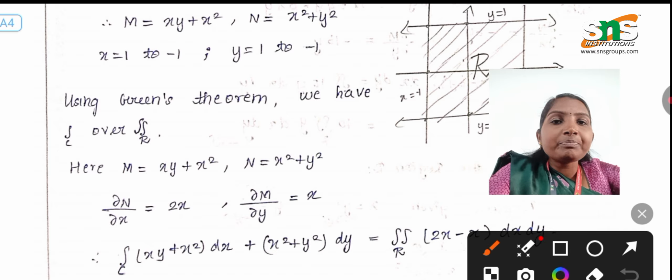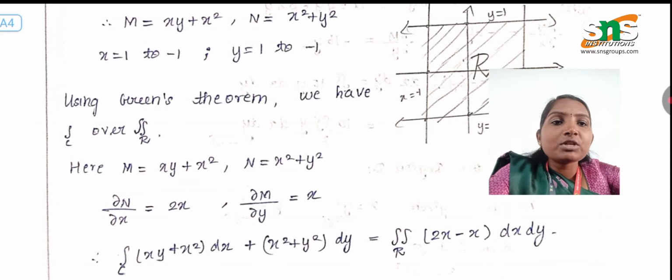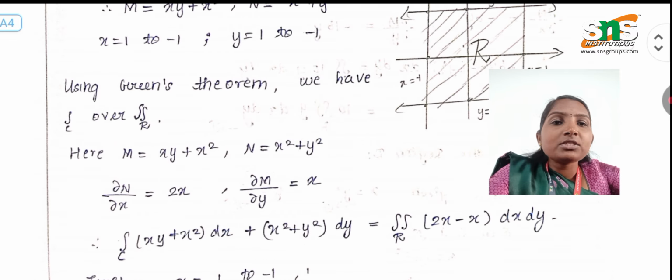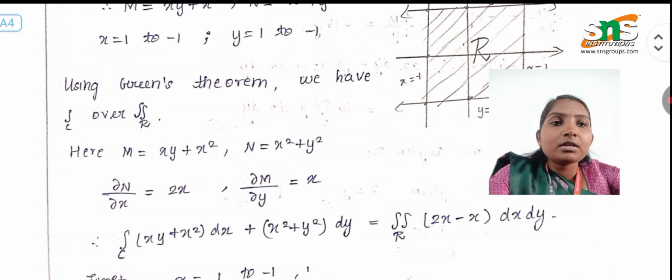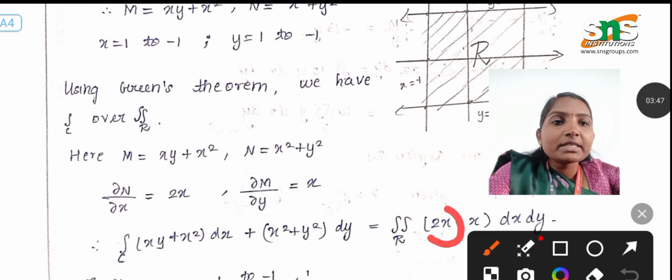So what is m? M is equal to xy plus x square. On differentiating it with respect to y, we have x alone. What is n? It is x square plus y square. On differentiating it with respect to x, we have 2x alone. So this is the thing we are going to substitute in the RHS of the equation of Green's theorem. So on substituting it, you have 2x minus x dx dy.